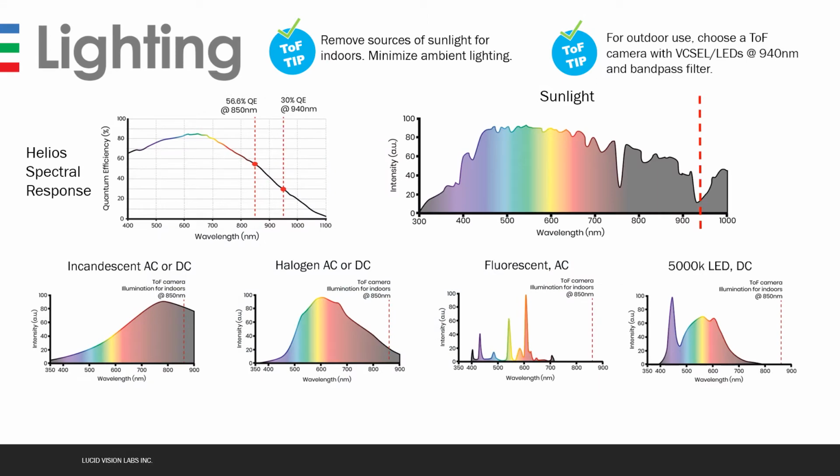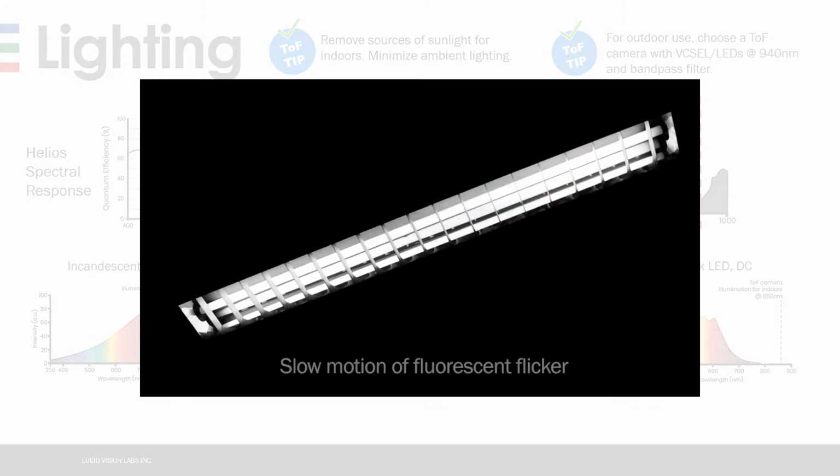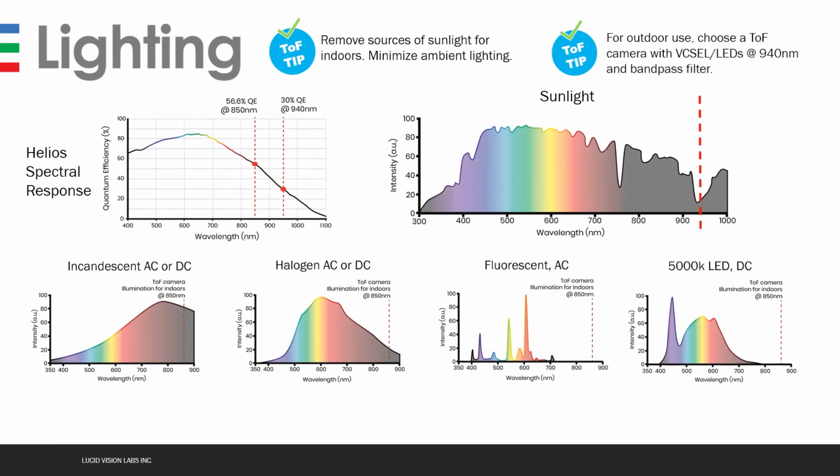Fluorescent lighting might look good, but it can be troublesome if it has a low flicker refresh rate or is in general just of lower quality. This can cause distortions in your 3D point cloud. Overall, we recommend uniform DC lighting such as high quality LEDs for indoor use.